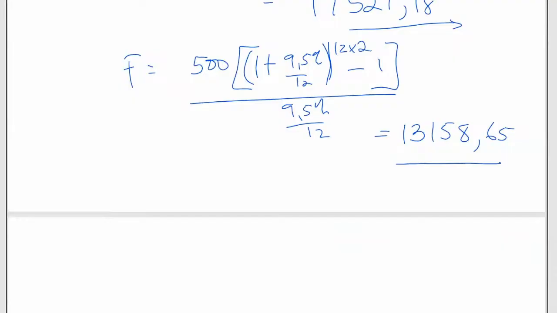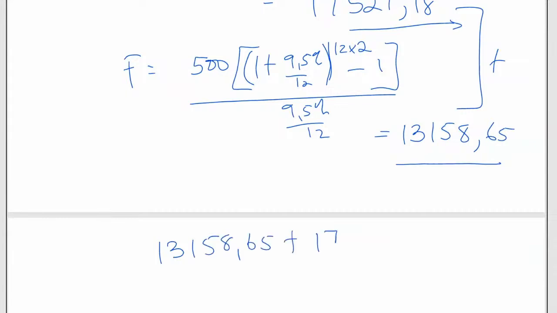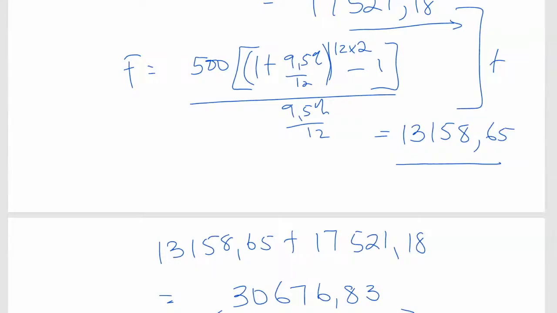Okay, then I'm going to add these two amounts together. Then I get the answer they want. So 13,158.65 plus 17,521.18. What do we get? So I'm getting 30,679.83. So that's what I have. I don't know. If you have anything different, please just help us.